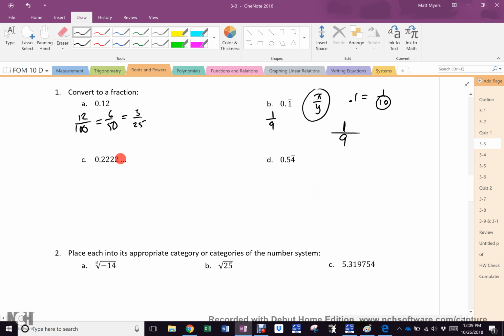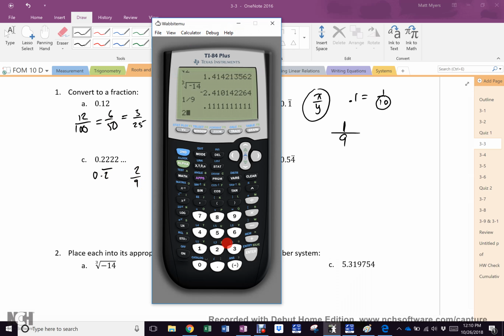Now, what about that one? What does it appear to be, Joseph? It appears to be 0.2 like that, yes? So make it a fraction. Not 0.2 over 9. 2 ninths. Right? And if I go to my calculator, indeed, what do I find out? 2 divided by 9 equals.